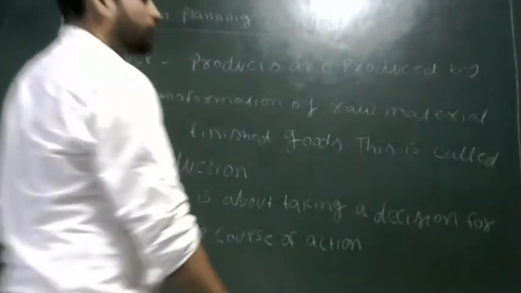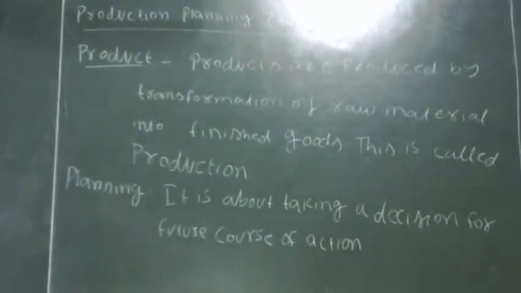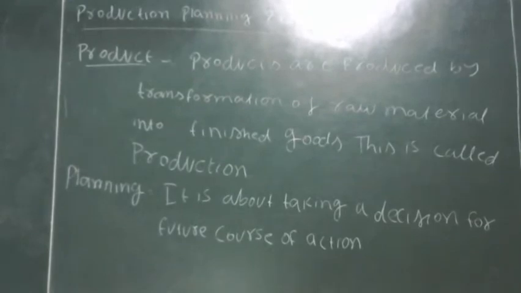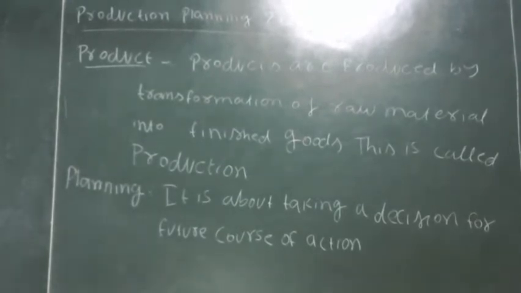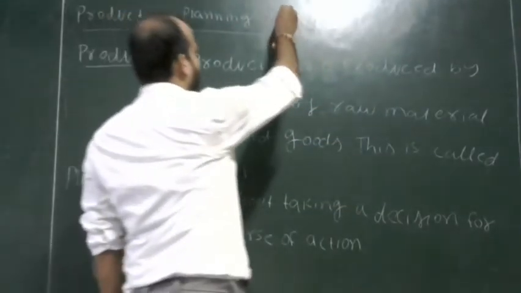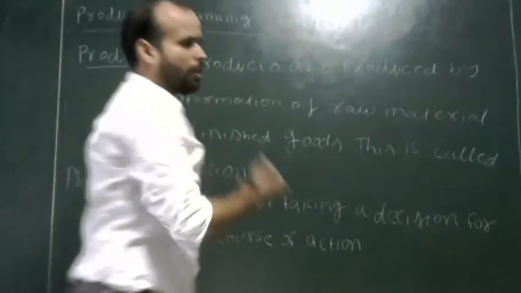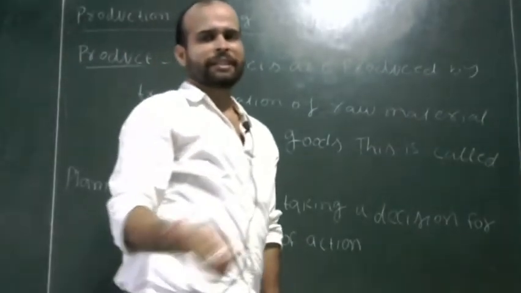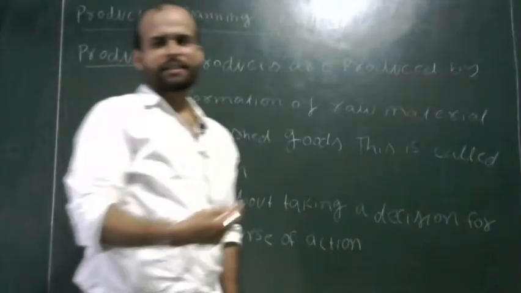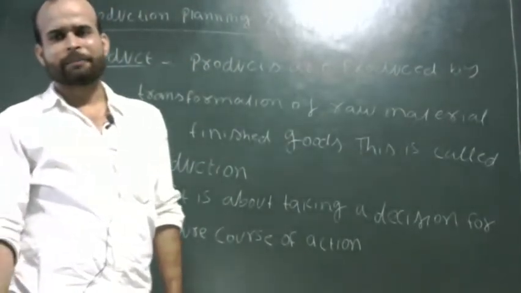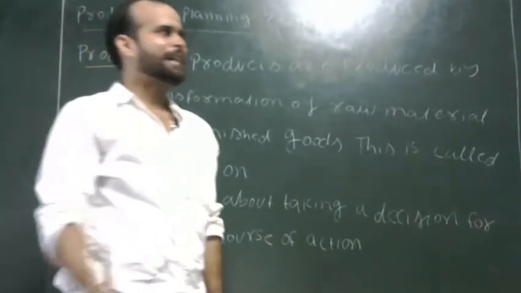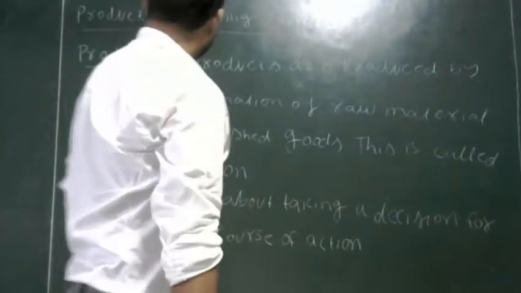For future course of action. And control activity makes sure that things happen as per the plan. And control means all the things are made as per the planning or as per the schedule. Okay.